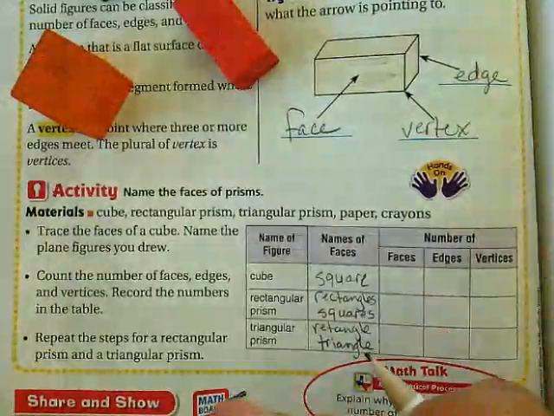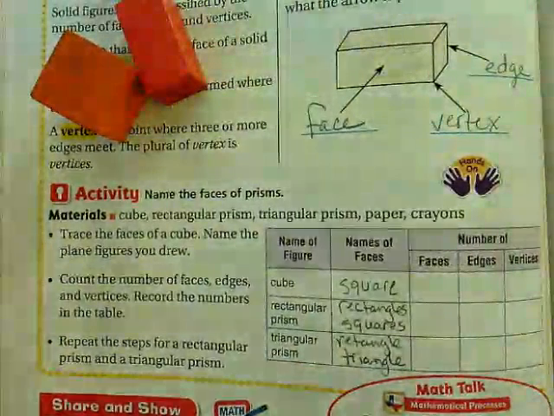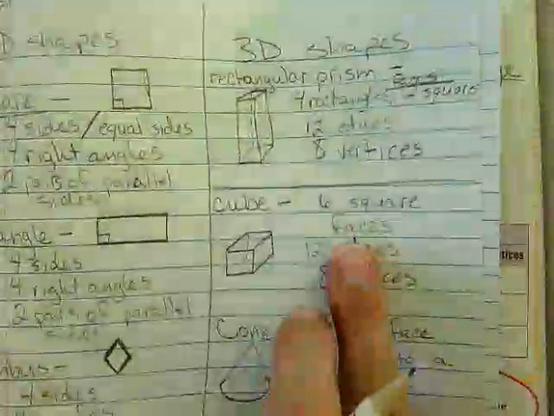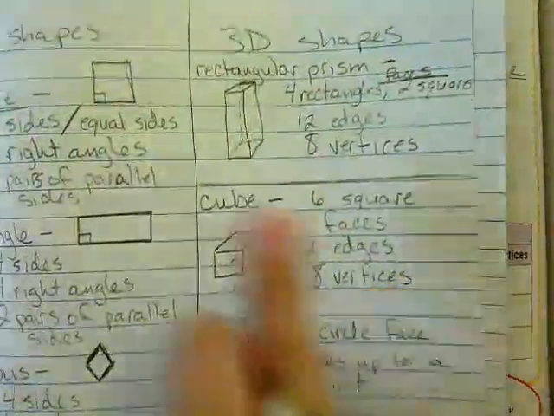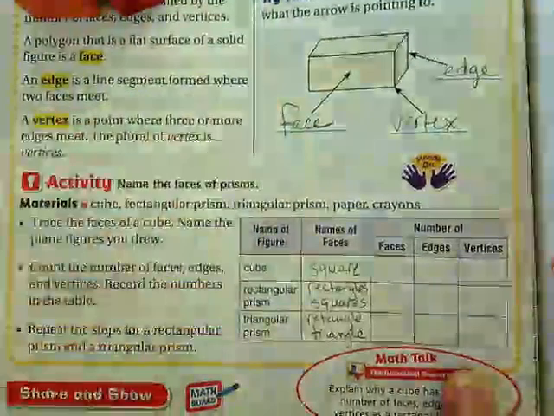So how many faces do these things have? If you look in your journal, you have that information. We went through it already. We went through faces, edges, and vertices for all three of those shapes. So go ahead and fill this in on your ClassKick page. Share and show.